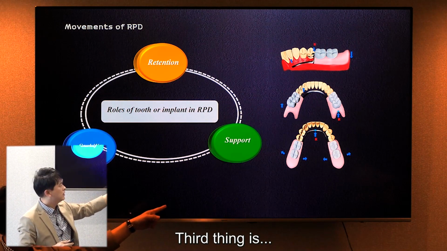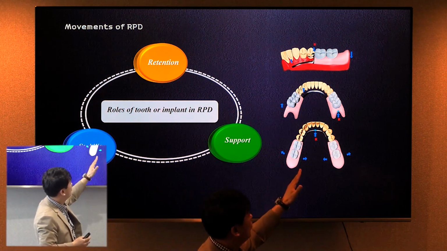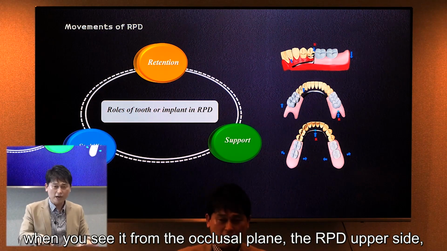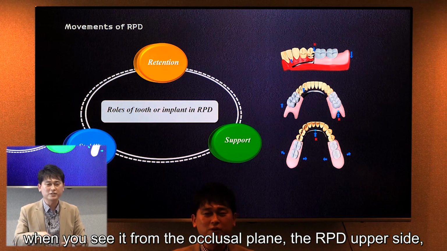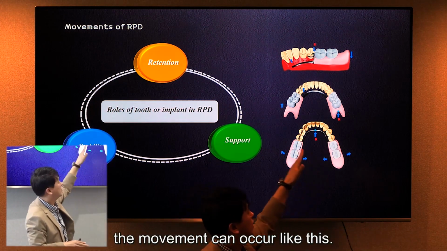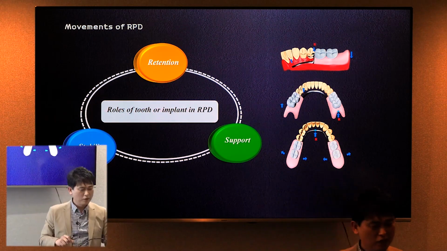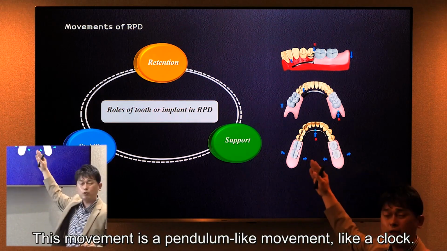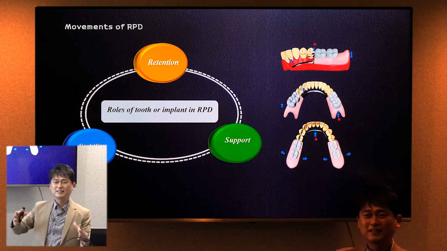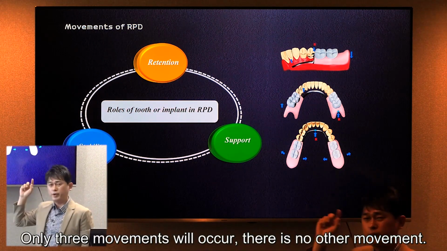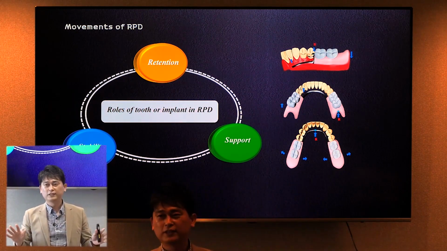The third thing is, when you see the RPD from the upper side, the movement can occur like this. This movement is a pendulum-like movement. Pendulum, is that right? Pendulum in a clock. So only three movements will occur. There is no other movement.